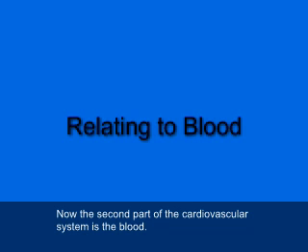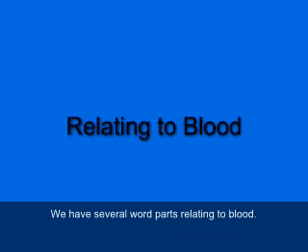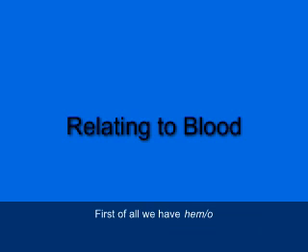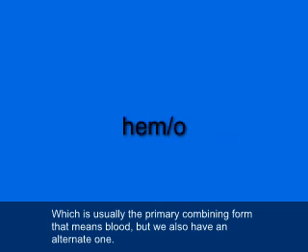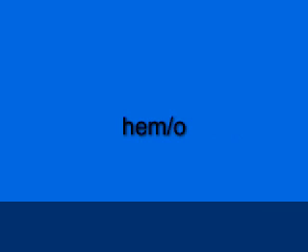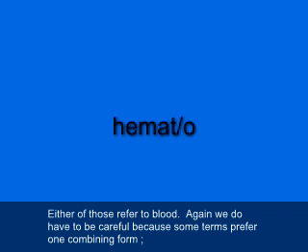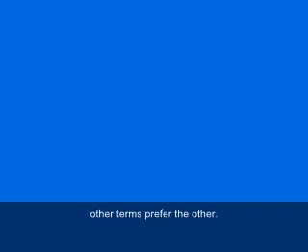Now, the second part of the cardiovascular system is the blood, and we have several word parts relating to blood. First of all, we have hemo, H-E-M/O, which is usually the primary combining form that means blood. Though we also have an alternate one, hemato, H-E-M-A-T/O. Either of those refer to blood. Again, we do have to be careful because some terms prefer one combining form, other terms prefer the other.